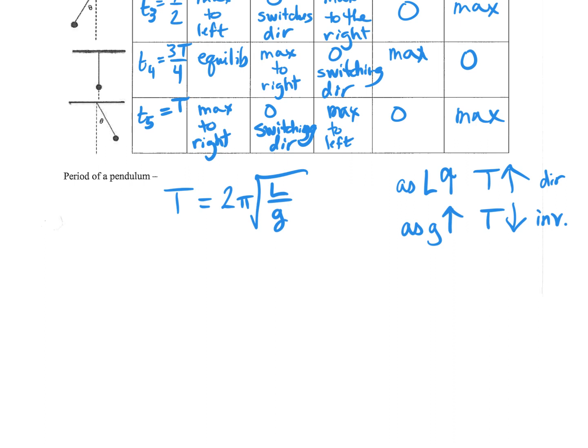longer period. However, gravity does the opposite. As gravity gets bigger, period gets shorter. As gravity gets lower, period gets longer. So we've got that inverse relationship for gravity and the direct relationship for the length of the string. It totally makes sense if you think about it.